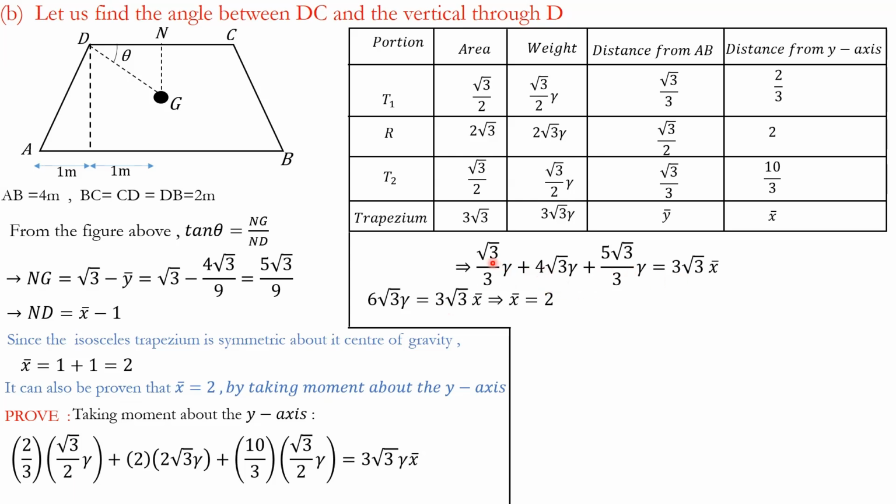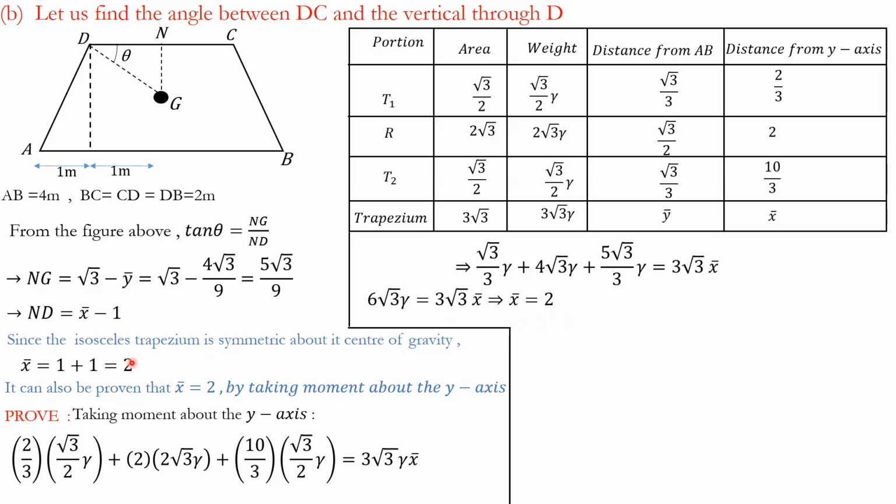That is, if we simplify it, here we have square root of 3 divided by 3 lambda plus 5 square root of 3 divided by 3 lambda, from which summing up the two, we get 6 square root of 3 divided by 3, then plus 4 square root of 3 lambda, plus 4 square root of 3 lambda, from which, further simplifying, we get 6 square root of 3 lambda on the left hand side, equal to 3 square root of 3 times x bar, which implies that x bar gives us 2, simply because if we divide both sides of the equation by 3 square root of 3, we easily obtain x bar equal to 2.